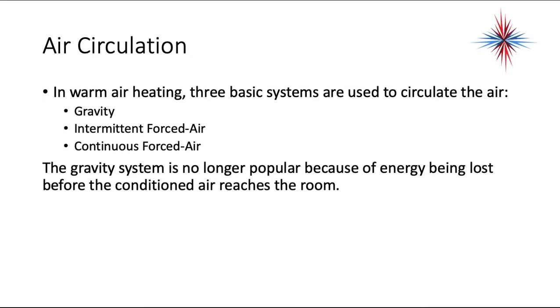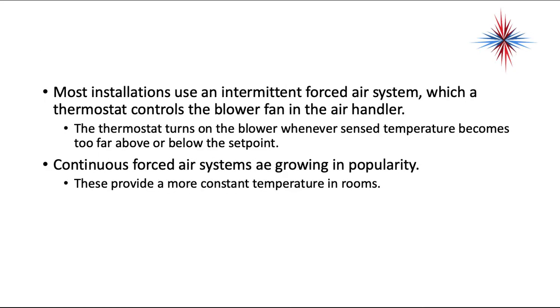In warm air heating, 3 systems are used to circulate the air. We can use gravity, we can use intermittent forced air, and we can use continuous forced air. By the way, these are the same in air conditioning. The gravity system is no longer popular because of the energy being lost before the conditioned air reaches the room. Most installations use intermittent forced air systems, where a thermostat controls the blower fan in the air handler. The thermostat turns on the blower whenever the sensed temperature becomes too far above or below the set point.